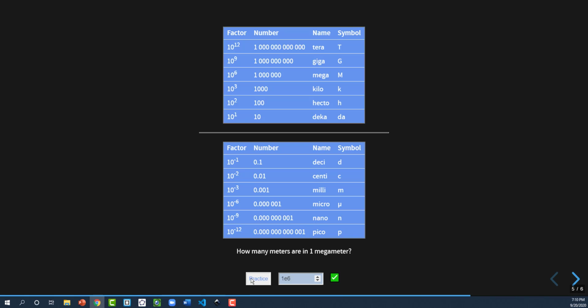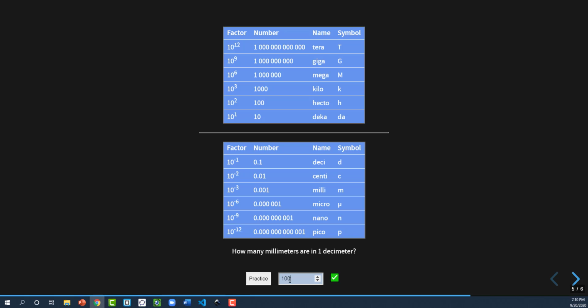Let's see if I can get one with 2. Yeah, that didn't quite go. That's okay. We'll do this one. Millimeter to decimeter. How many of these little millimeters, which are 3 below the base, are in a decimeter, which is 1 below the base? The difference in these two, minus 3 and minus 1, is just 2 powers of 10. So the answer is 100. Hopefully you're kind of getting this.